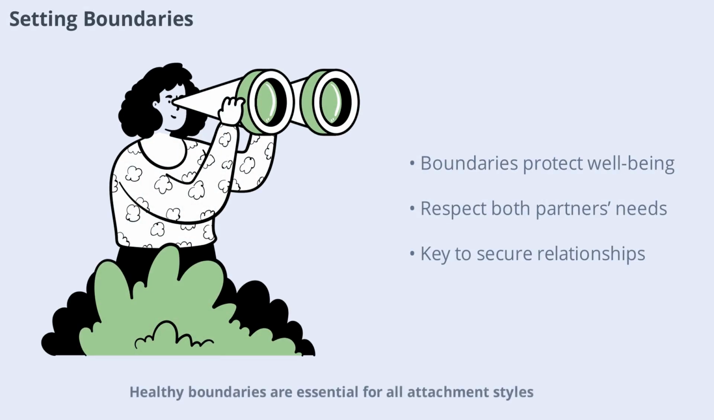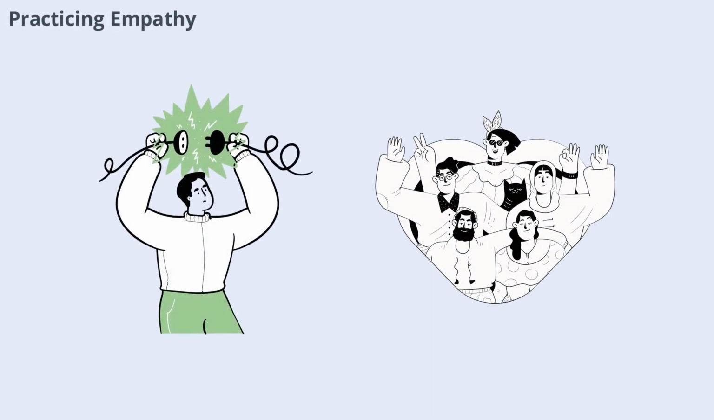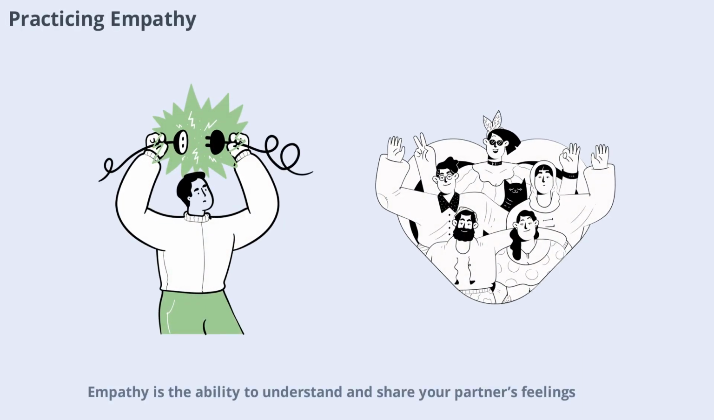Healthy boundaries are essential for all attachment styles. They help protect your well-being and ensure that both partners' needs are respected. Learning to set and maintain boundaries is a key part of developing secure, balanced relationships. Empathy is the ability to understand and share your partner's feelings.